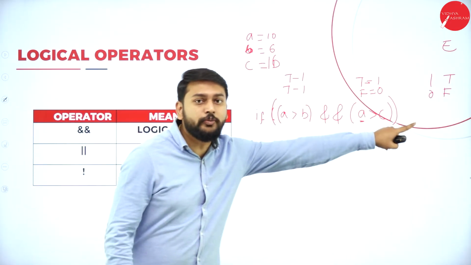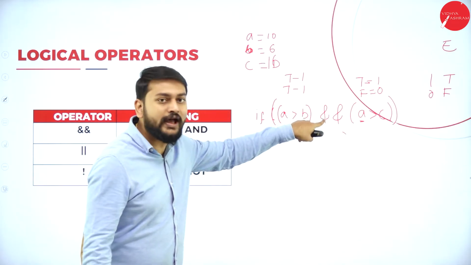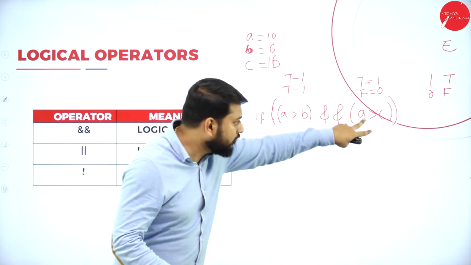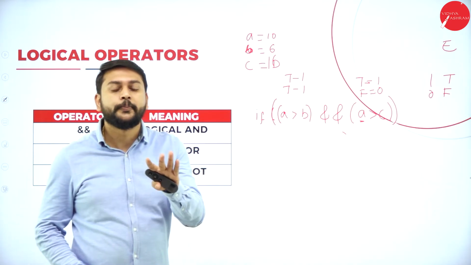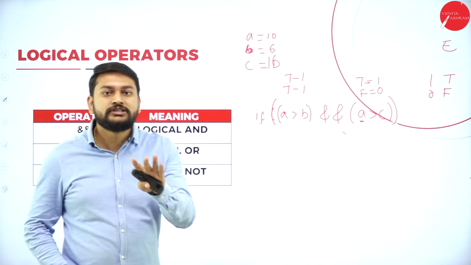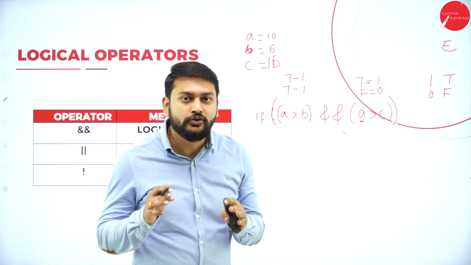The result will be true if you are using the AND gate only if both the results are 1. Both the results are 1. That is what you need to understand.